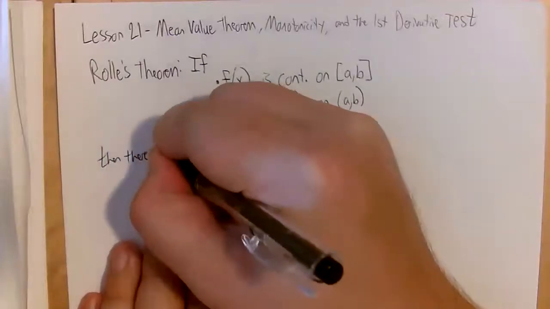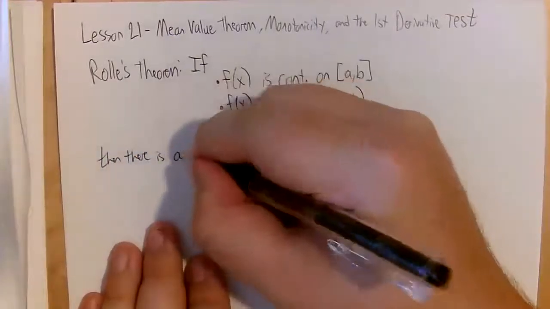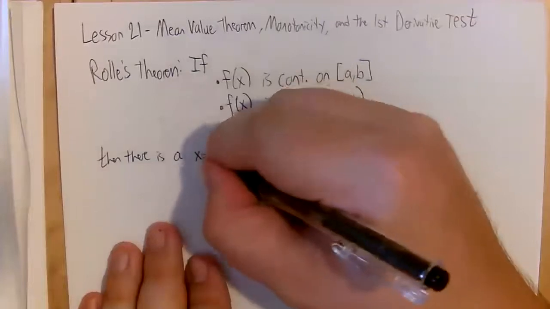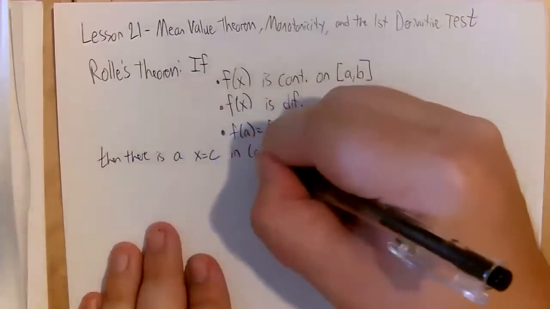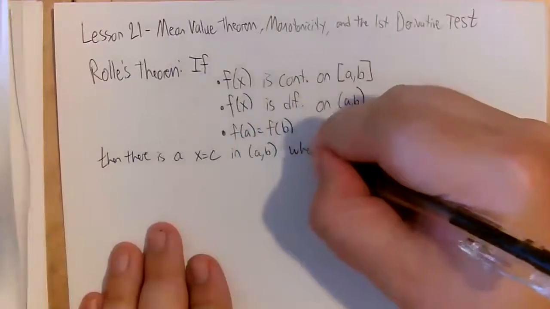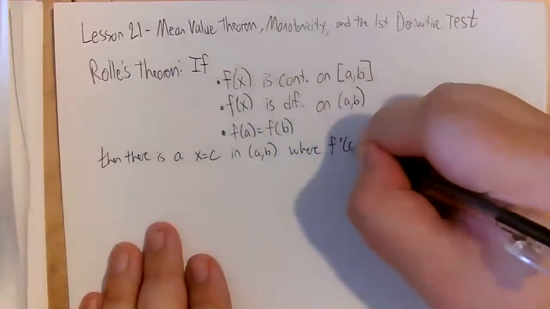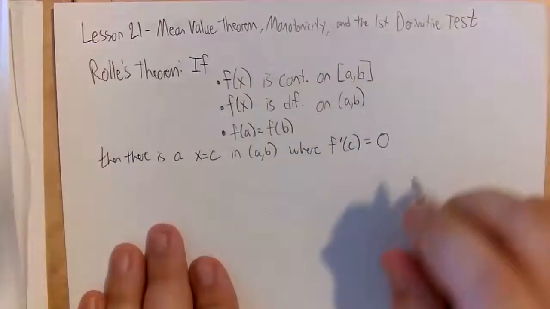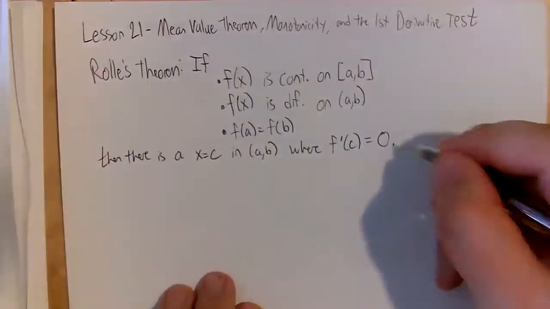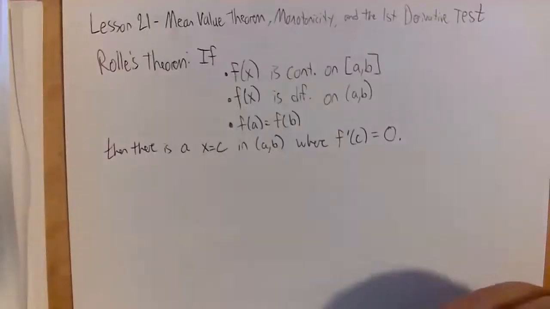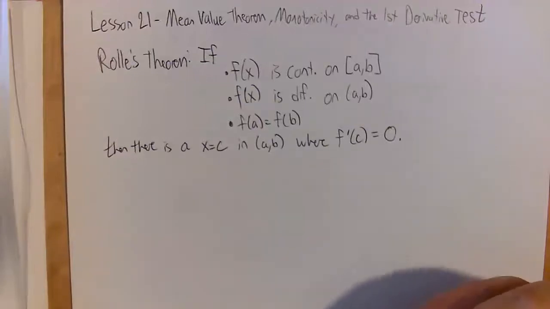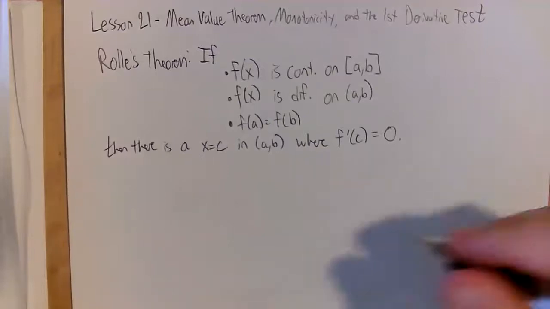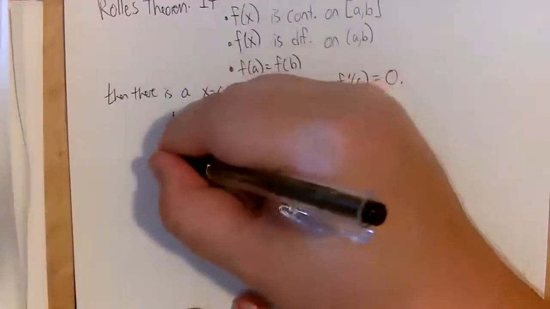then there is an x value c in the interval AB where f prime of c is going to be 0. So if we meet those three conditions, then we know there's going to be some point where f prime is going to be 0, or in other words, we're going to have a tangent line with no slope, or a flat tangent line. So here's a picture to illustrate this.